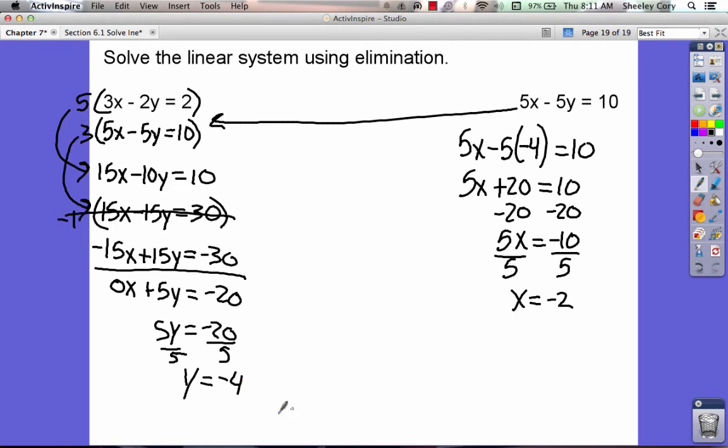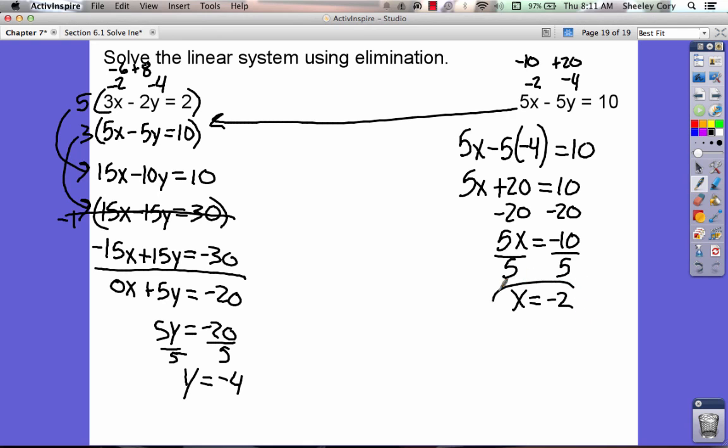We probably need to check these. We'll go back up to the original equations. x is -2, y is -4. 3 times -2 is -6, -4 times -2 is a positive 8, so it's -6 plus 8. -6 plus 8 is 2, so that works out. Got a -2 here, and a -4 here. 5 times -2 is -10. -4 times -5 is positive 20. -10 plus 20 is 10. So it works out for both.